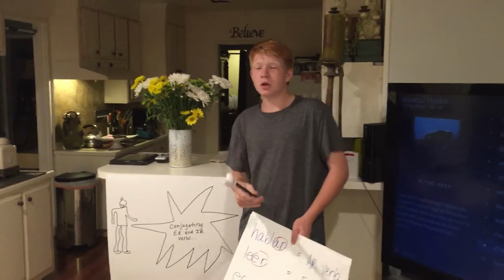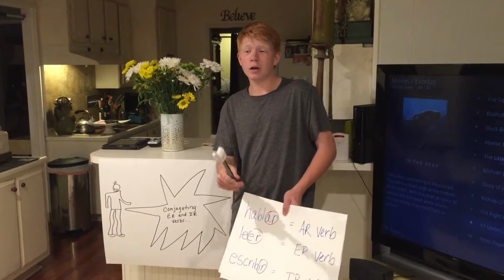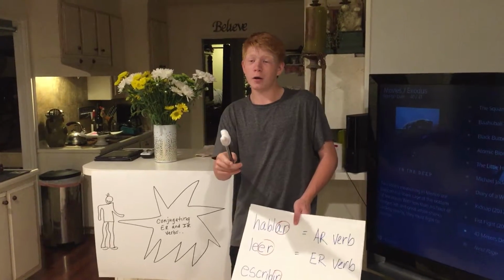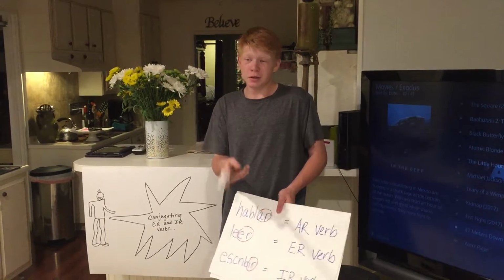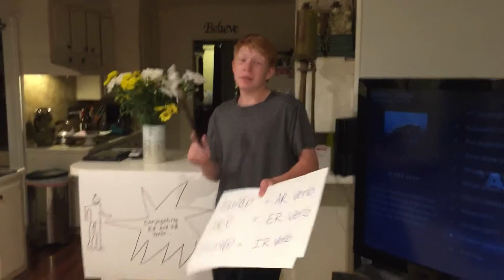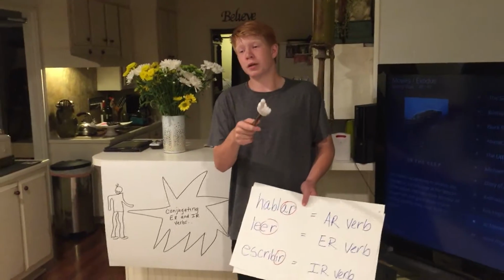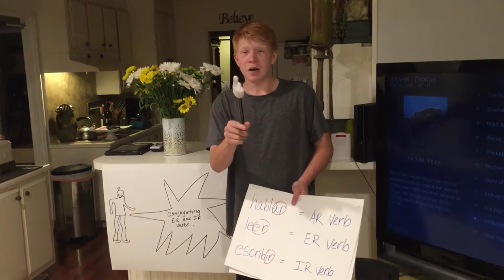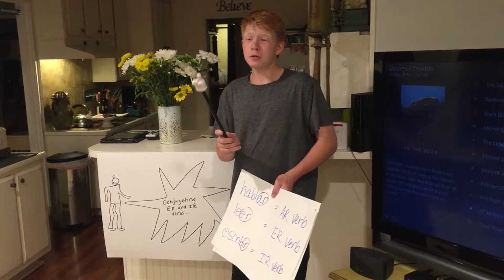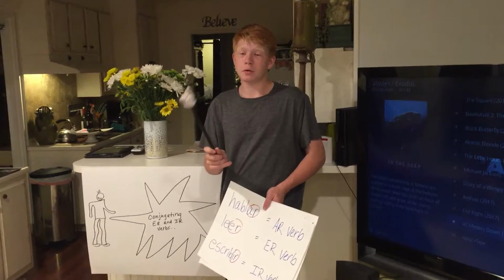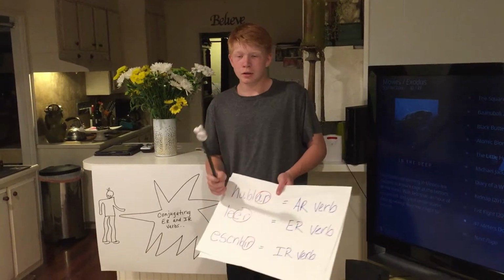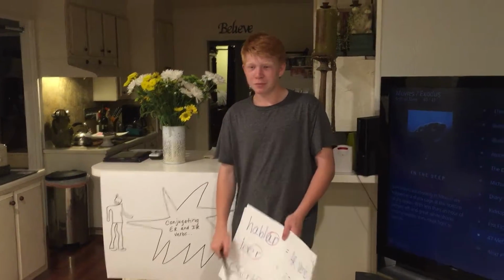Step 3. Chop off the AR, ER, and or IR ending of the original verb. Step 4. Write the base word in each room of the verb house. Step 5. Attach your new endings to each base of the word. Now, let's get to the new stuff.